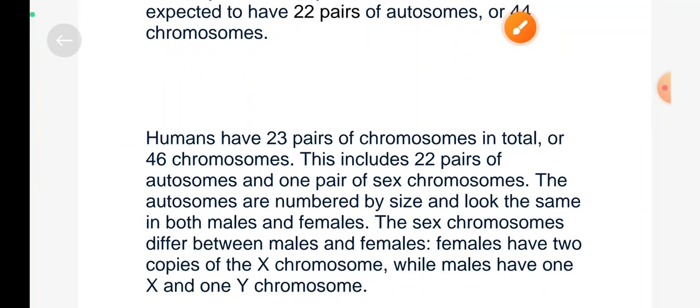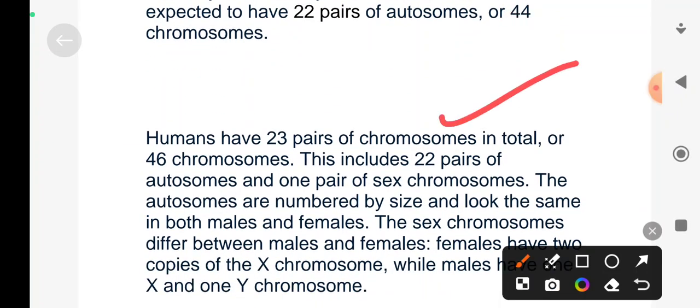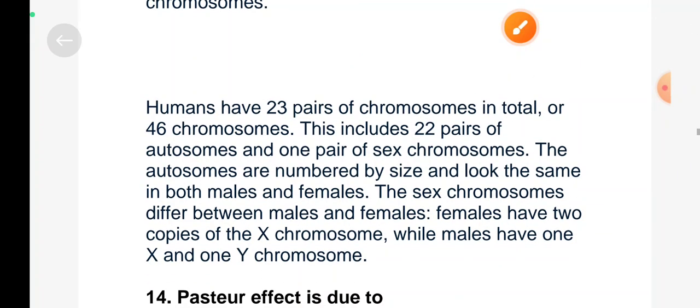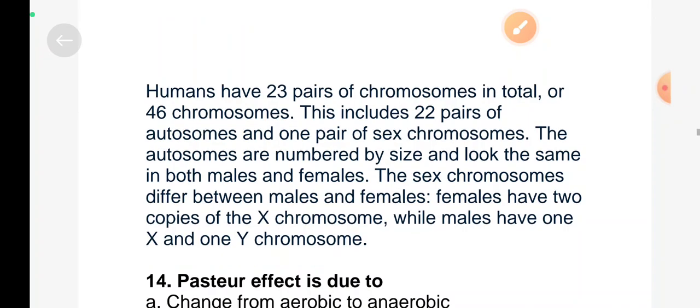Humans have 23 pairs of chromosomes in total, 46 chromosomes. This includes 22 pairs of autosomes and 1 pair of sex chromosomes. The autosomes are numbered by size and look the same in both males and females. The sex chromosomes differ between male and female. Females have 2 copies of the X chromosome, while males have 1 X and 1 Y chromosome.